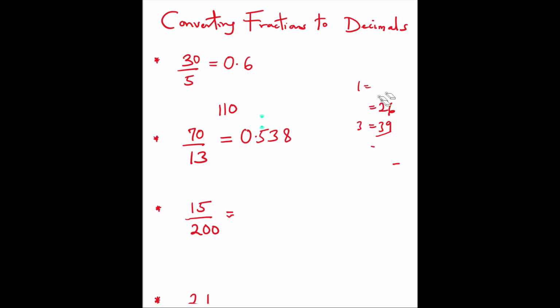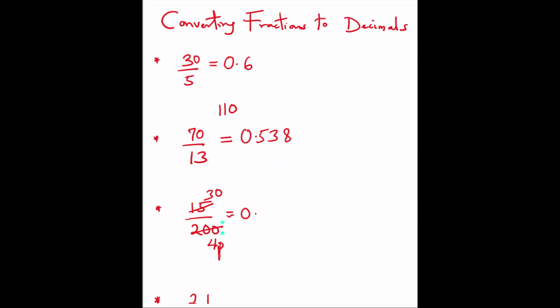15 divided by 200. In this case, we can see that 5 can divide 15 and 5 can divide 200. If 5 divides 15, we get 3. If 5 divides 200, we get 40. Okay, so we broke it down into a simpler form, so that we have 3 divided by 40. So 3 divided by 40 is 0. Okay, so for us to make 3 big enough to be divided by 40, we're going to put 0 at the back of 3.